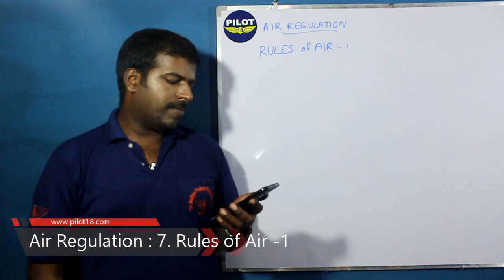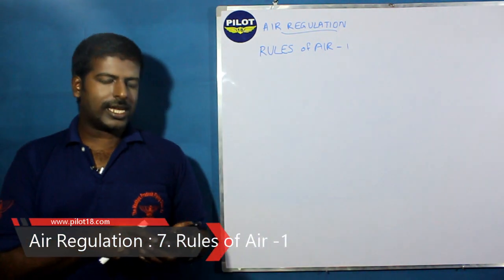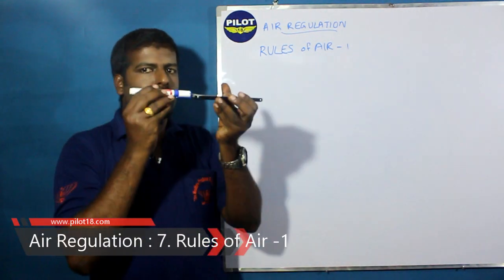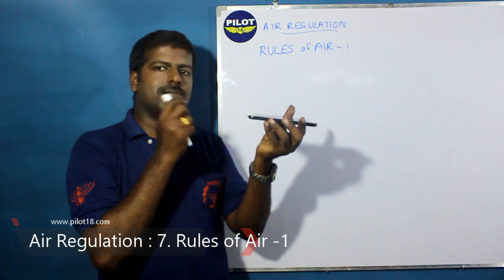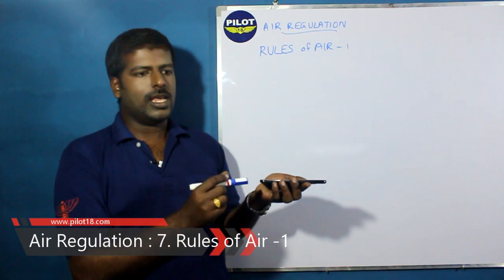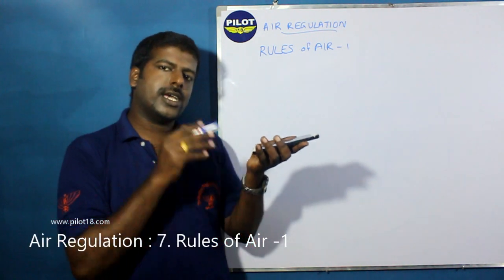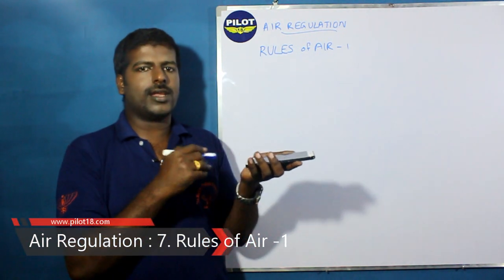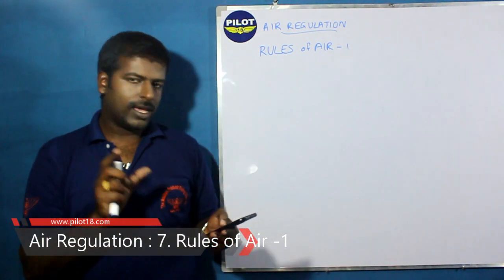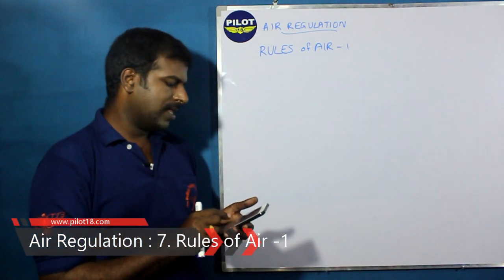Then comes proximity. An aircraft shall not be operated in such proximity to other aircraft as to create a collision hazard. Proximity means it is near to the aircraft going in front or whatever. So the distance between two aircraft must be maintained at such a level that no collision can happen between them. So a minimum distance should be kept.